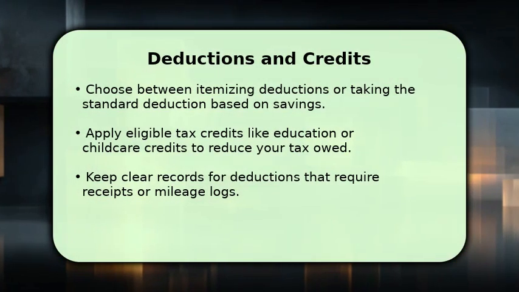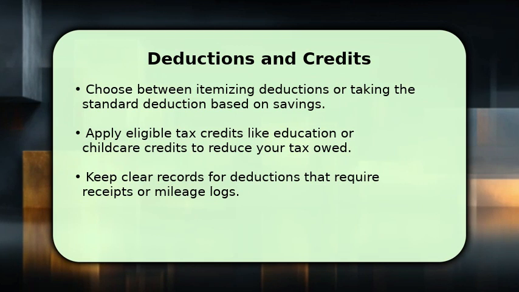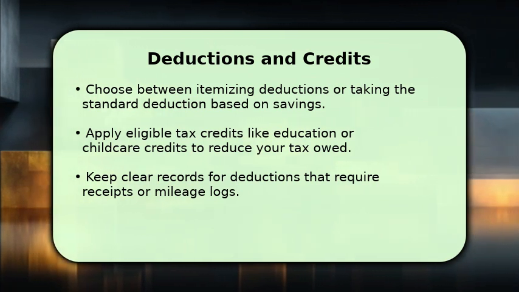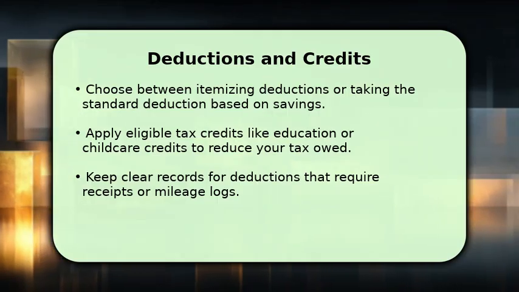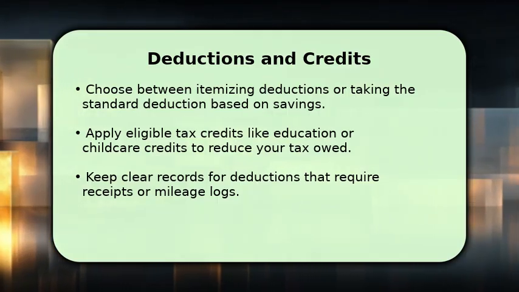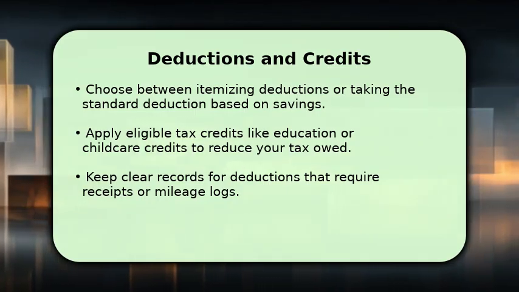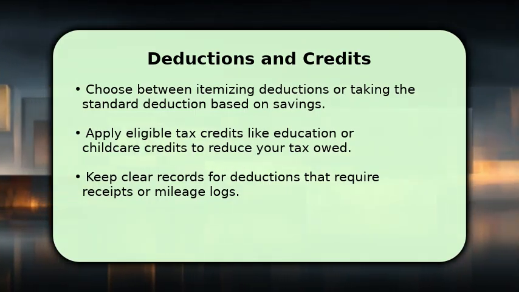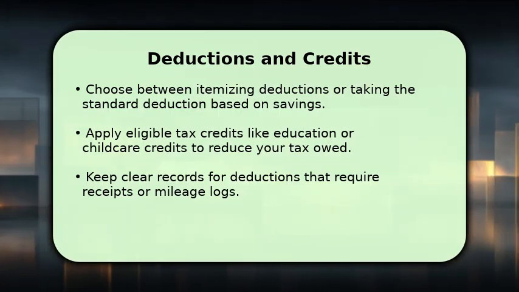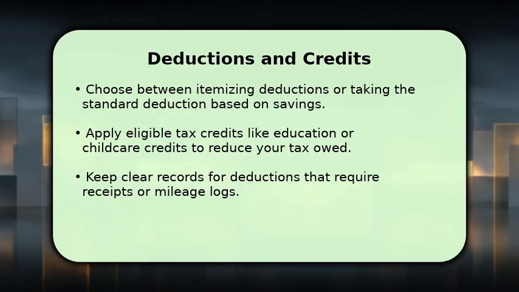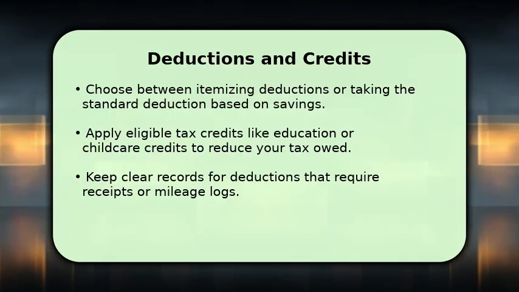Decide whether to itemize deductions or take the standard deduction by estimating which yields a larger tax benefit, and keep documentation for each choice. Apply any eligible credits, such as education or childcare credits, which directly lower your tax liability and can significantly reduce what you owe. Organize receipts and mileage logs now to support claims and simplify audits, and calculate both pre-tax adjustments and final taxable income before filing.